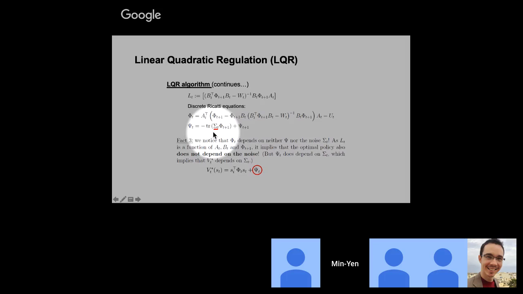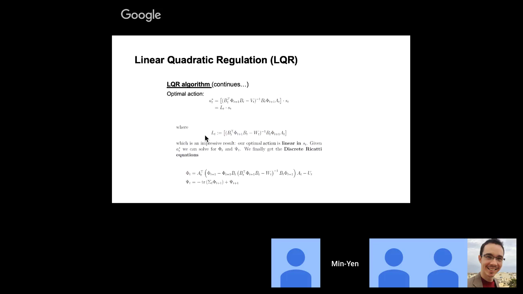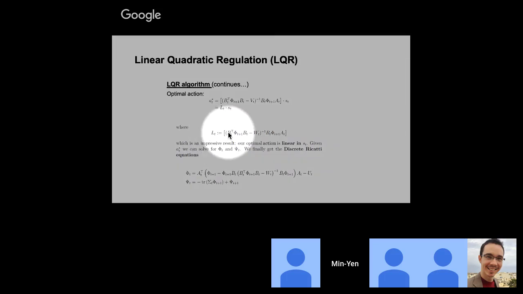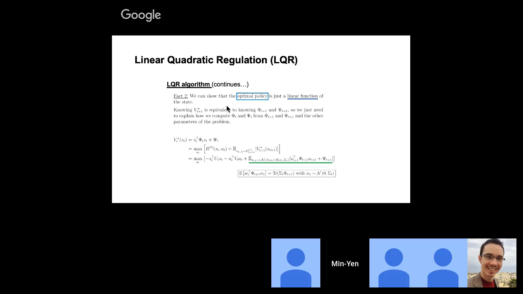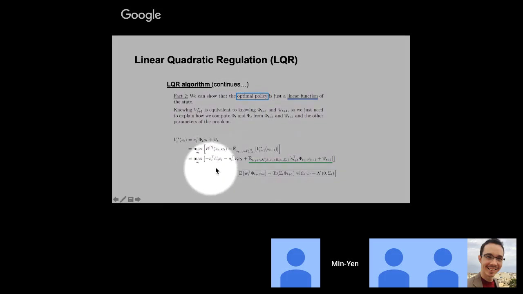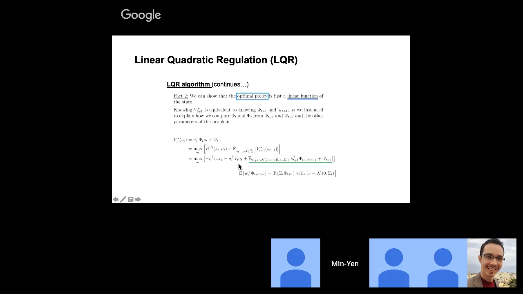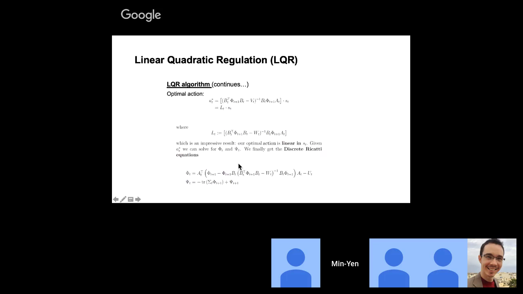So actually, our optimal value function depends on this noise, but policy does not. What is LT? LT is the one we derived from the last term. What meaning does it have? Basically, we can derive our AT from this step, then in the form of this.